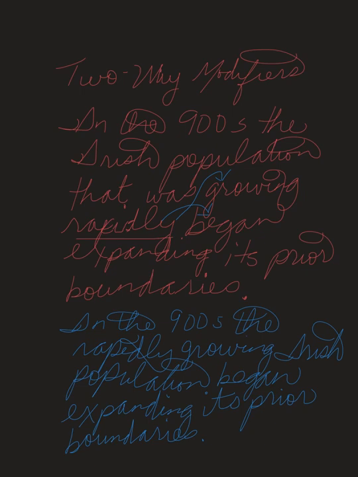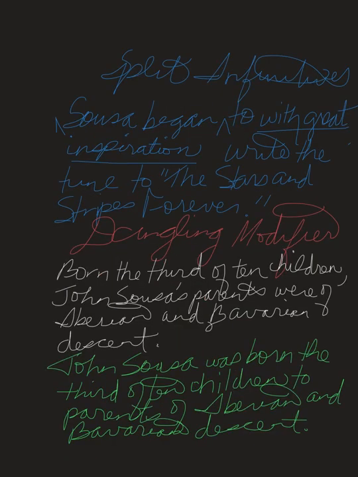Here, I'll read you the incorrect sentence and then the correct one. In the 900s, the Irish population that was growing rapidly began expanding its prior boundaries. So, is it growing rapidly, or did it rapidly begin expanding? We don't know. So, here's one way to fix it. In the 900s, the rapidly growing Irish population began expanding its prior boundaries. All right.